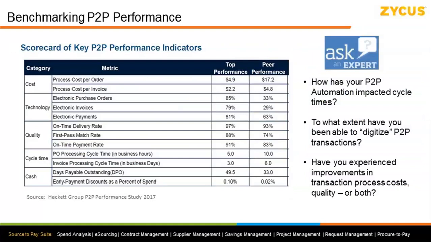As we wrap up our discussion of P2P here, Morgan, I brought back a summary scorecard of all these key metrics across procure to pay and asked for a summary view from your standpoint. As you looked at your P2P enablement, how have you been able to impact cycle times? To what extent have you digitized the transactions, and has it resulted in improvements in transaction process cost, quality, or both?